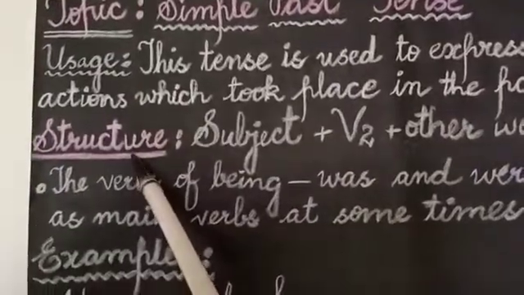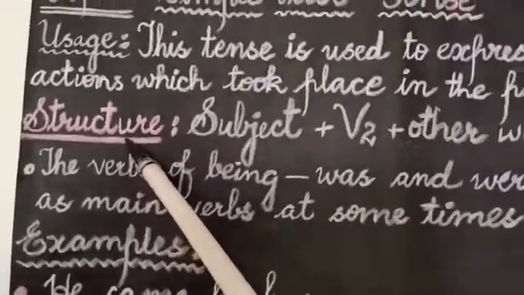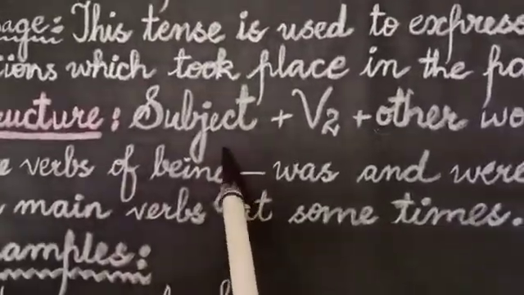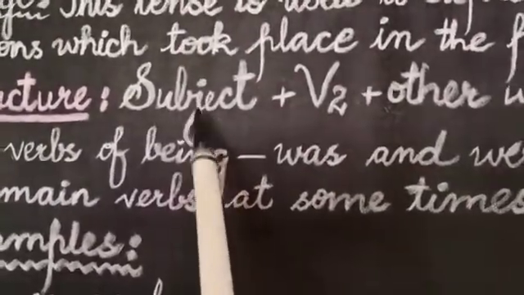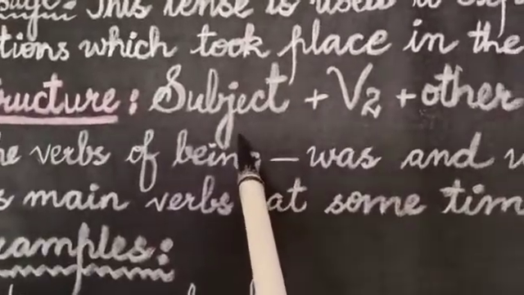Now the sequence to be followed. What sequence should we follow for framing the sentence in simple past tense? That is known as the structure. So the first term in this structure is subject. Subject, you know, is the doer of the action, or the one about whom we speak. First we have to write the subject.